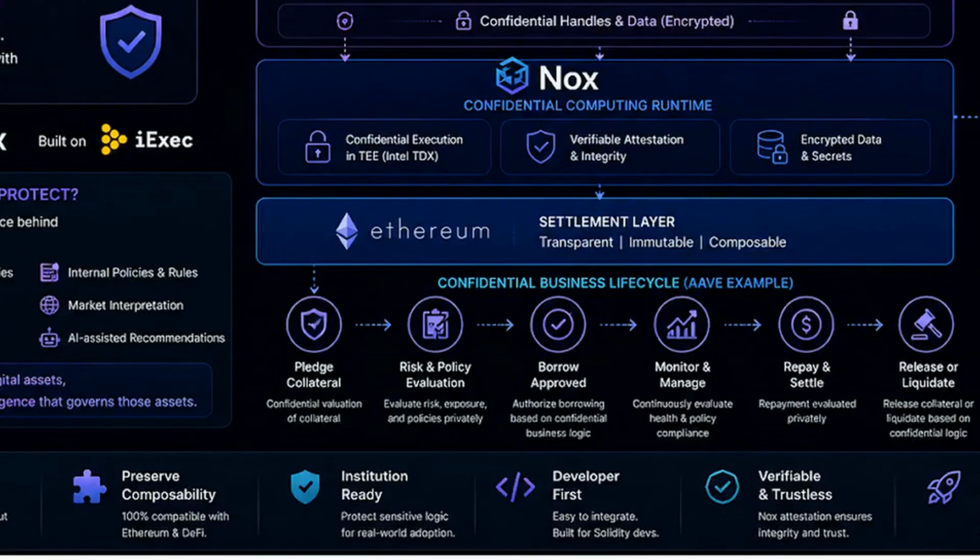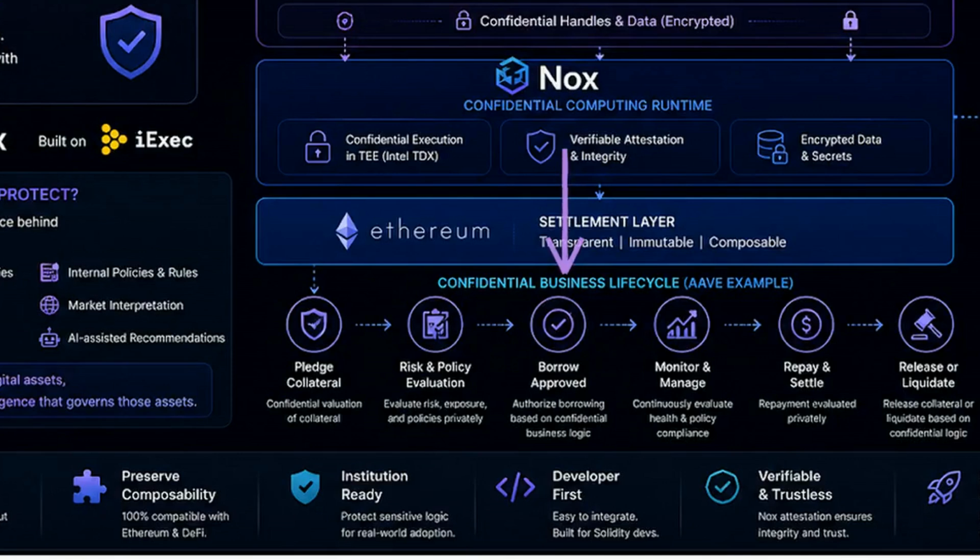Looking at the workflow on the diagram, the process starts with the user pledging collateral to the smart contract. The assets are locked on the public chain, but the valuation and risk weighting of those assets are calculated privately within NoxGuard. Next, the system performs a risk and policy evaluation, running the user's data against the institution's proprietary models. This step is entirely shielded. The calculations happen inside the Nox TEE, keeping the risk scoring hidden from the public. Once the conditions are satisfied, the TEE produces the necessary attestation for the next step.